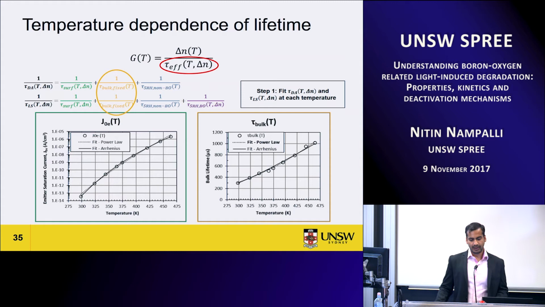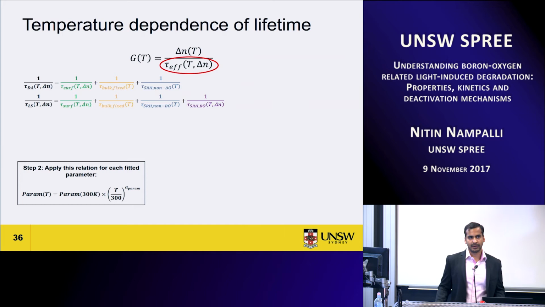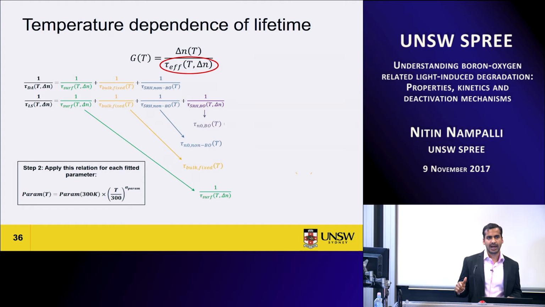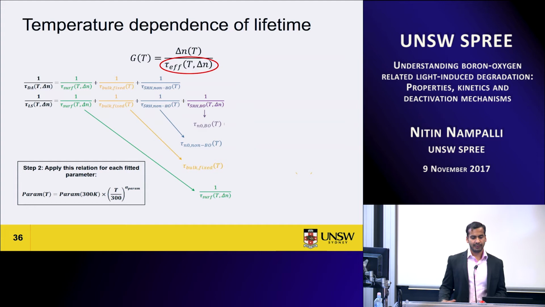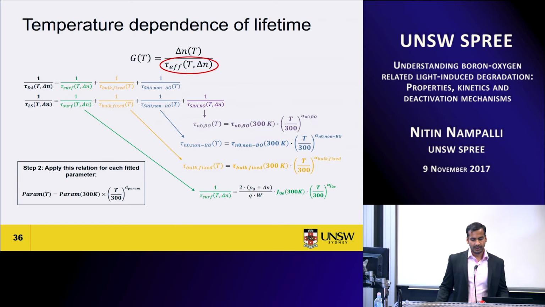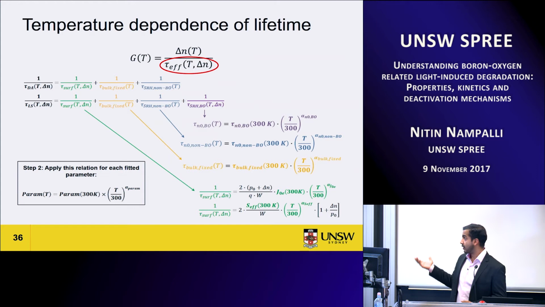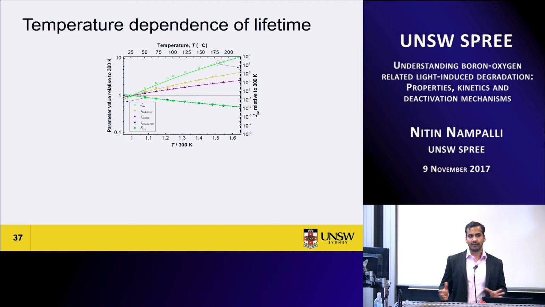So then if you fit these parameters with respect to their values at room temperature, 300 K, you can describe the temperature dependence in terms of a single value, which is the alpha parameter that you can see over here. So the temperature dependence of these different components is determined by these particular parameters. And if you write them in terms of their values at room temperature, I've also determined it for the surface lifetime, either in terms of J0 or S effective. Then you end up with something like this, where the parameter value is a function of temperature, and you can see it's different for different parameters.